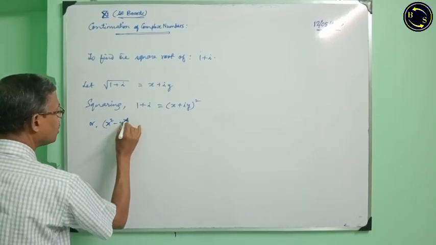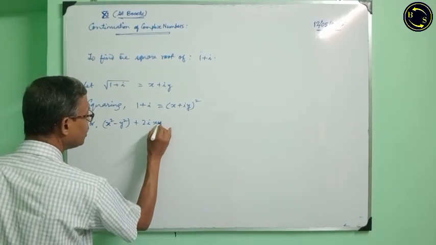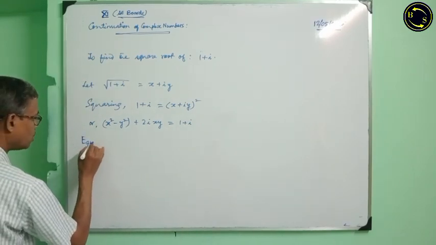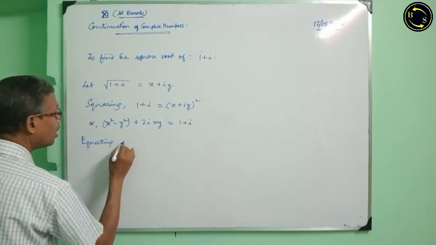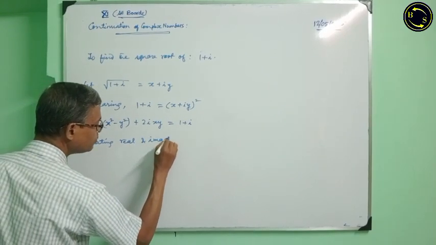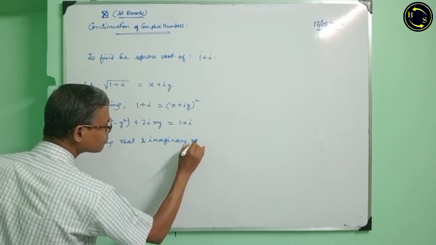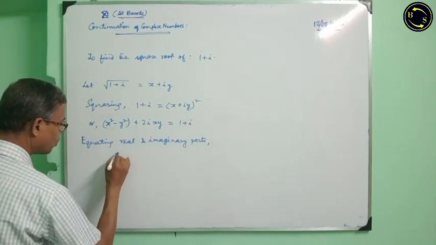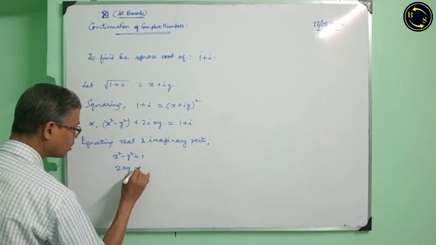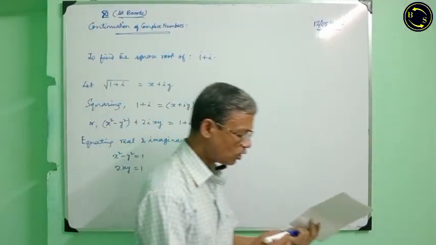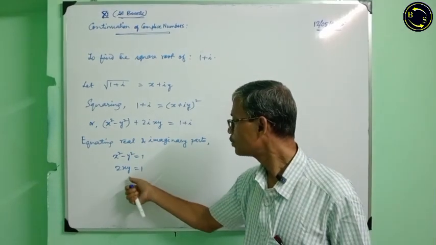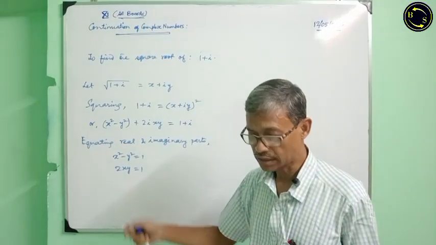writing this expression on the left, x square minus y square plus 2ixy is equal to 1 plus i. Equating real and imaginary parts, x square minus y square equal to 1, 2xy is equal to 1. Thus we have got two equations, x square minus y square equal to 1, 2xy is equal to 1. We have to find the values of x and y.